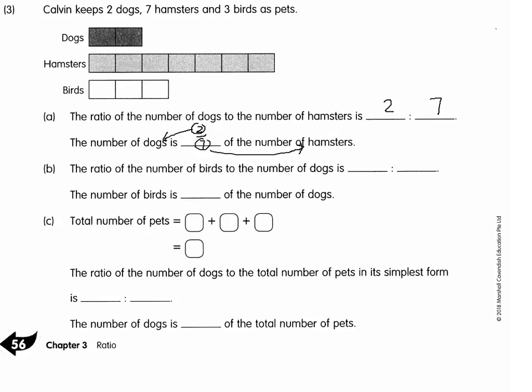Now, I want to know the ratio of the number of birds to the number of dogs. Ernest? 3 is to 2. And when I want the number of birds is what of the number of dogs? Ryan? 3 over 2. Now, how to calculate the total number of pets? Leroy? 2 plus 7 plus 3 equals to?